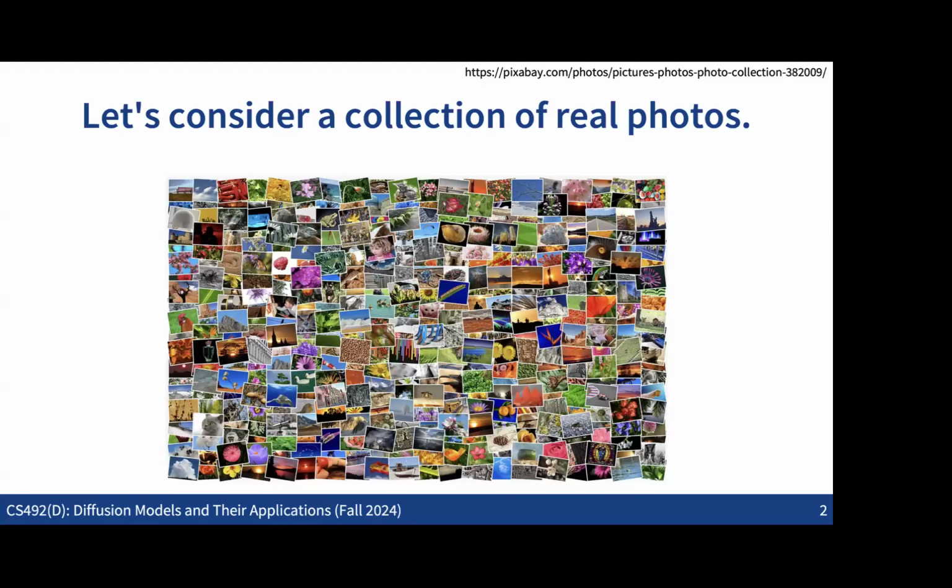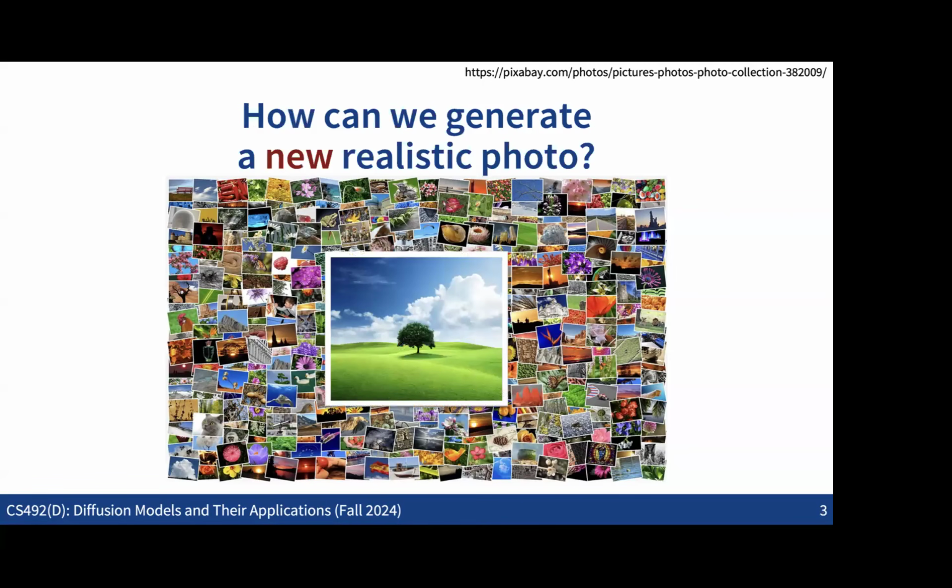Given the tons of data that we have, some real photos for example, can we make a framework that can produce other photos that look realistic? This is the problem that we are going to solve, and we will see how we can solve it over the entire semester. This sounds like a difficult problem. How can you really make a machine that can produce new realistic photos? So we are going to think about an easier case first.